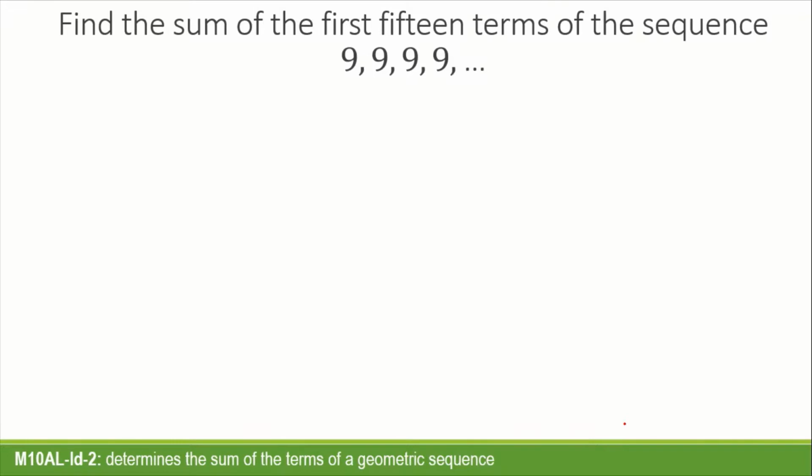Find the sum of the first 15 terms of the sequence 9, 9, 9, 9, and so on. So, pare-pareho yung ating terms, no? In this case, pag pare-pareho yung terms, pati yung mga sign niya, the common ratio is 1. So, 9 divided by 9 ay 1, 9 divided by 9, 1. Pare-pareho lang yon. So, the common ratio is 1.